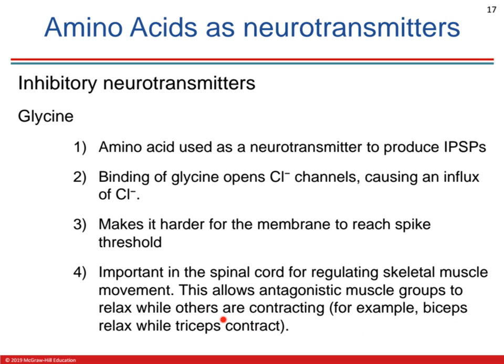So the motor neurons that innervate the triceps, in other words, the somatic motor neurons that go to the triceps, should not be generating a high frequency of action potentials. In fact, they could be silent or just have a low frequency. And glycine is very important for that. Glycine is released from interneurons that synapse with the motor neurons that go to the triceps. So while the biceps motor neurons are active, the triceps motor neurons are being inhibited due to inhibition they're receiving through glycinergic synapses from interneurons.